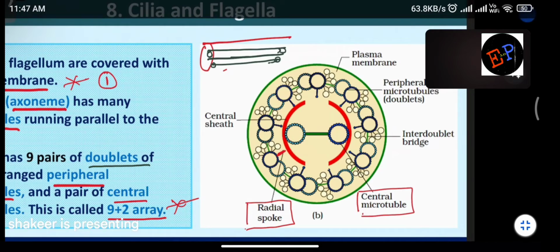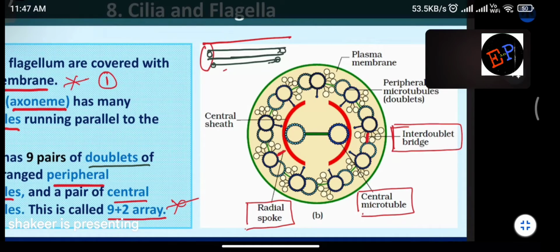And here you have the interdoublet bridge. What is the function of this interdoublet bridge? This green color structure which you are seeing here is called the interdoublet bridge. It is responsible for connecting the outer tubules, connecting one pair of tubules and another pair of tubules. Clear, ma?